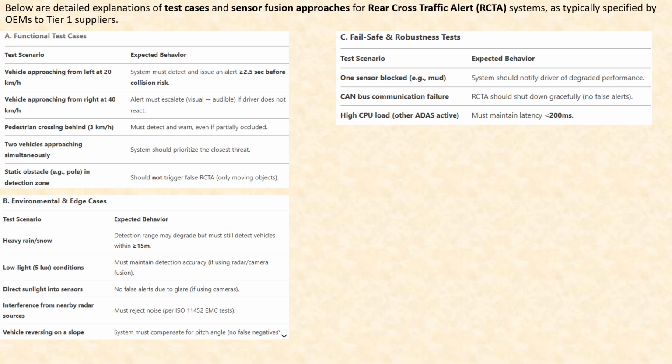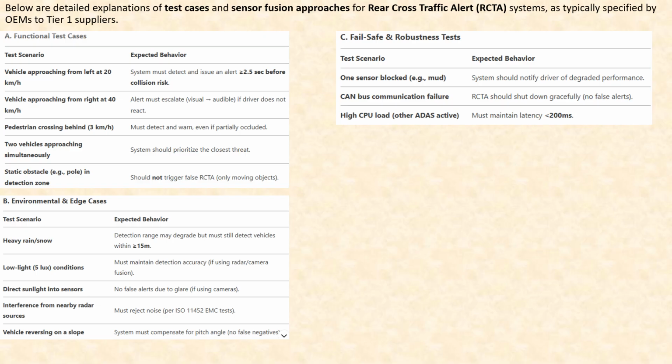For example, heavy rain and snow. Even in heavy rain and snow, detection range may degrade, but still must detect the vehicles at greater than 15 meters. Okay, so even above 15 meters, even in heavy rain and snow, it must be able to detect. And low light conditions, even if the light is below 5 lux, then also the detection accuracy should be maintained.